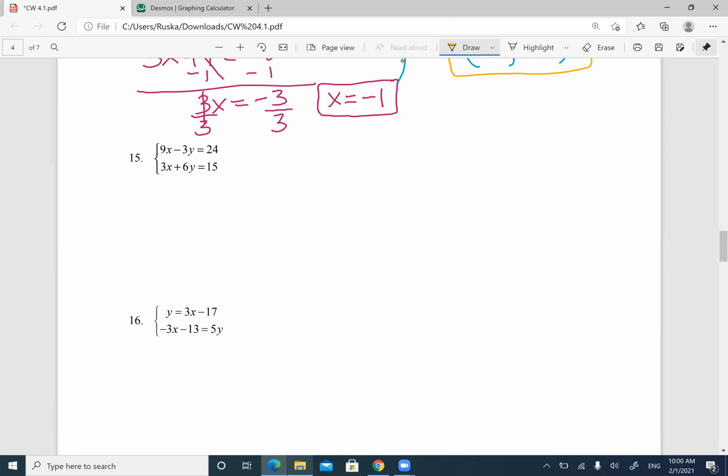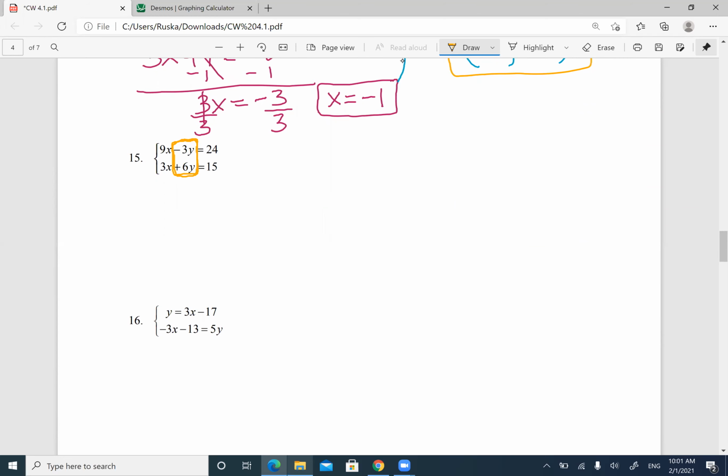So I'm going to look at my x and y. Which one do you want to eliminate, x or y? Pick one, x or y, number 15. I'm thinking y. Okay, let's do y. That's a good choice because we already have positive and negative.